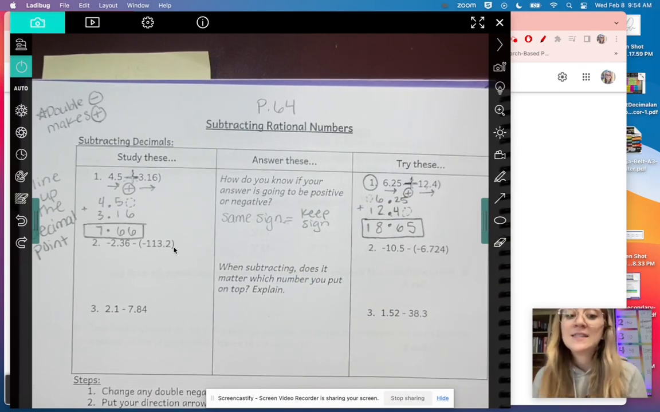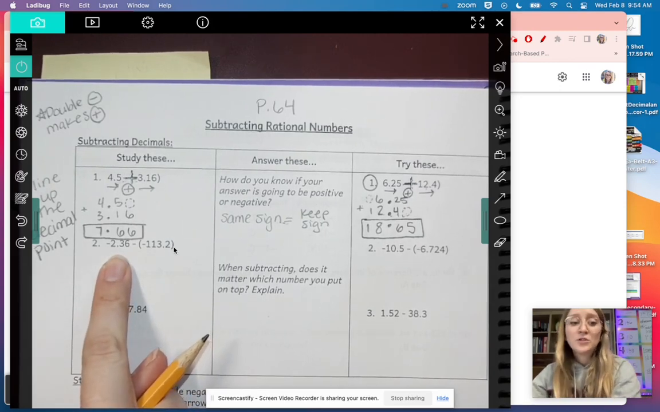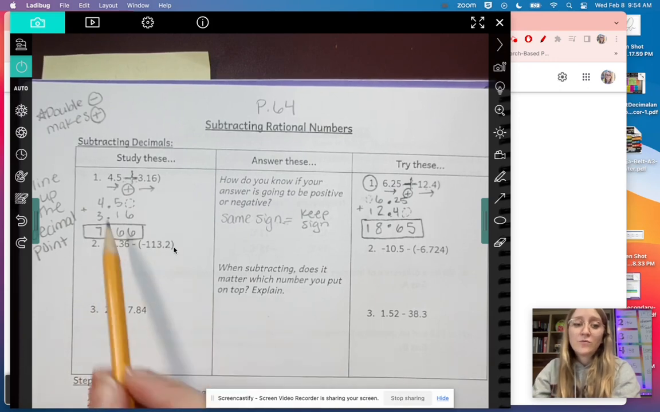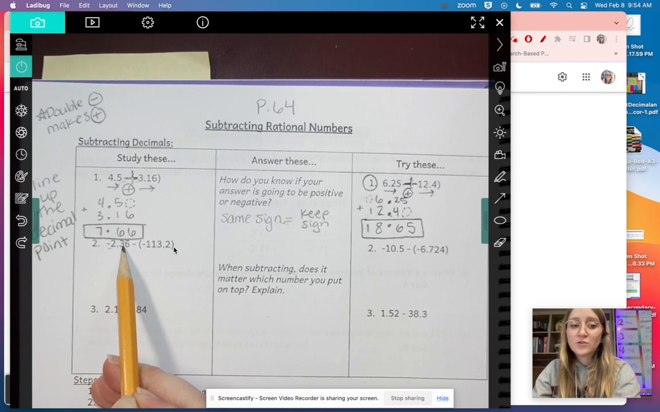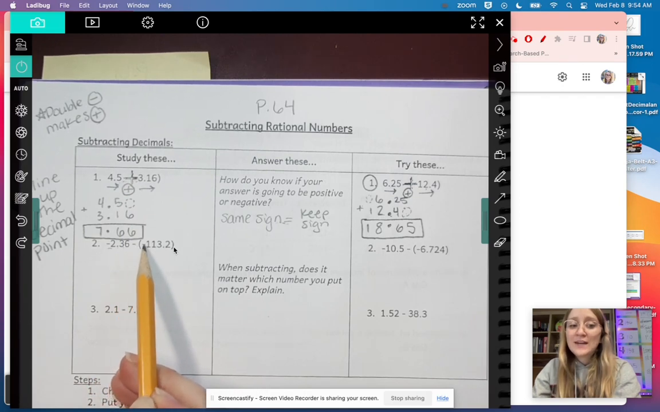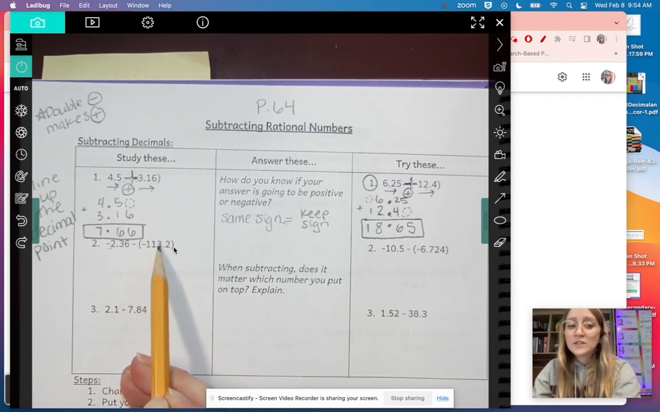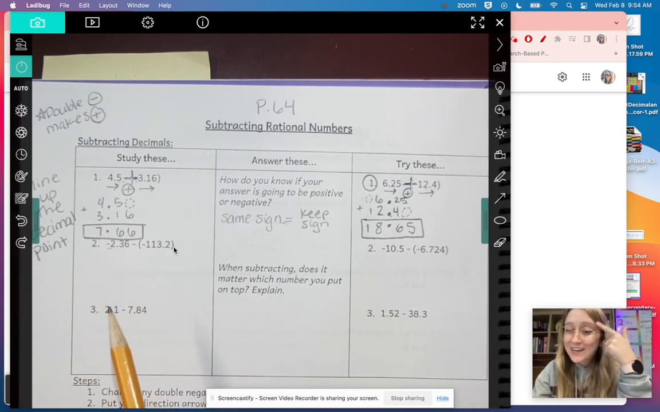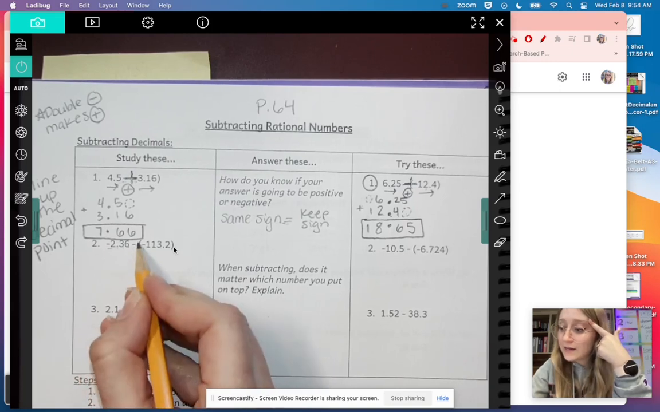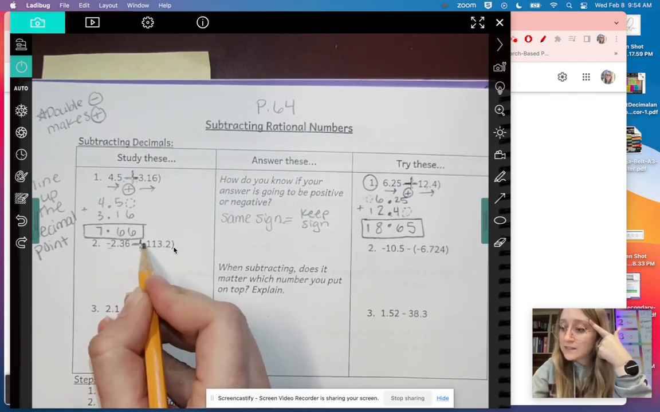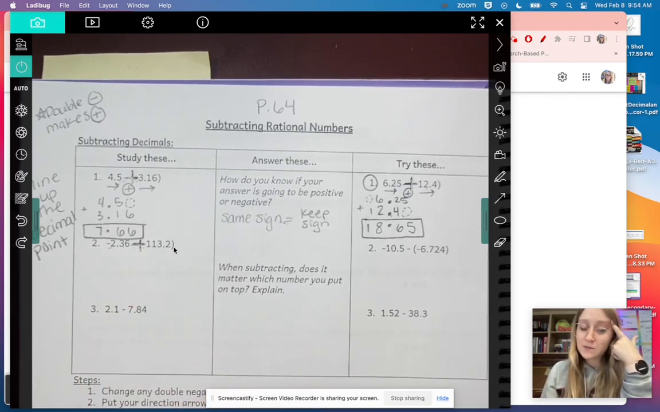Okay, let's look at what happens when we have different signs. Okay, this one, number 2, gets a little bit trickier. So instead of a positive, we're starting out with a negative, -2 and 36 hundredths. And then again, we're subtracting another negative 113 and 2 tenths. I'm going to think about my signs first. I see 2 negatives. Double negatives make a big positive. So that helps me out, make it a little simpler.